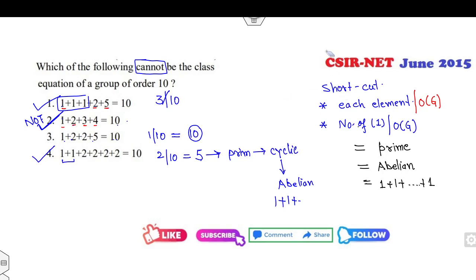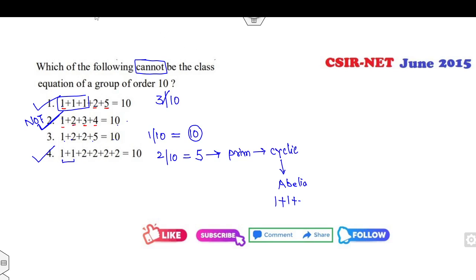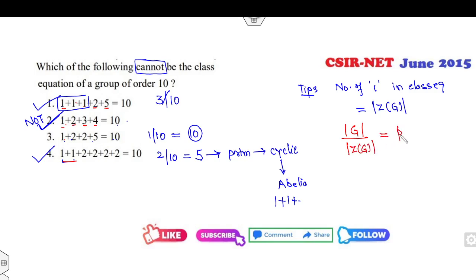Fine. Now another concept. What is the logic there? Another tip says the number of ones in the class equation will be the order of the center of the group. If somebody asks you what is the order of the center of the group, it is 3, 1, 1 and 2. And we all know the order of the group divided by the order of the center of the group, if this is prime, that means this is cyclic. Fine. If the group divided by the center is cyclic, that means G is abelian. The same rule I have applied: prime, that's cyclic, that means abelian.